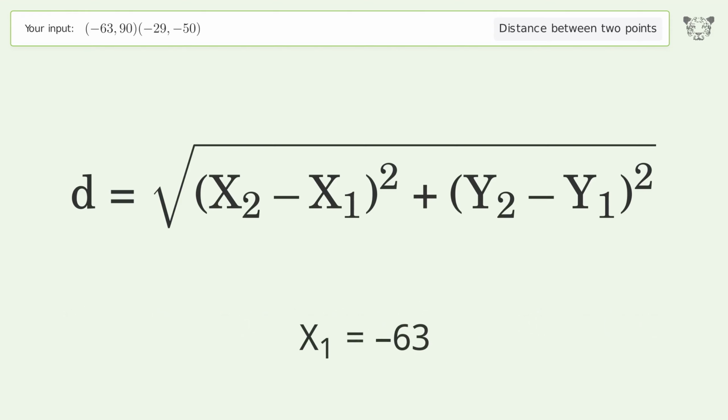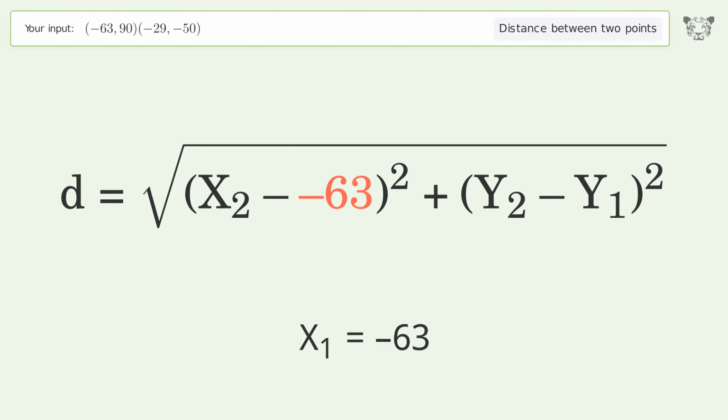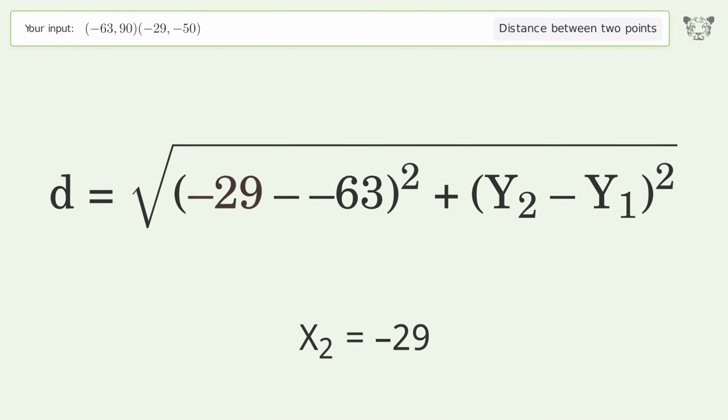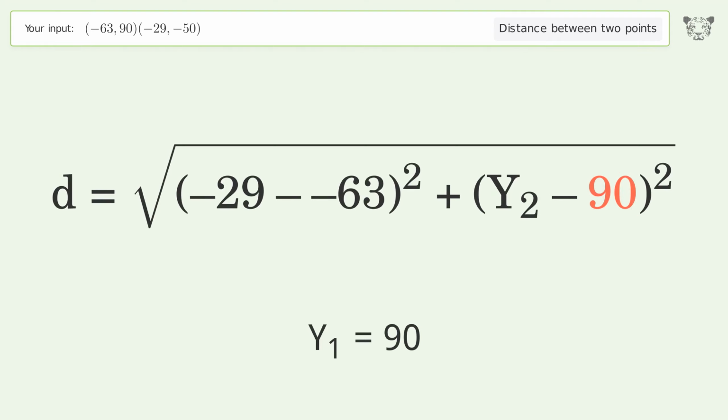x1 equals negative 63. x2 equals negative 29. y1 equals 90. y2 equals negative 50.